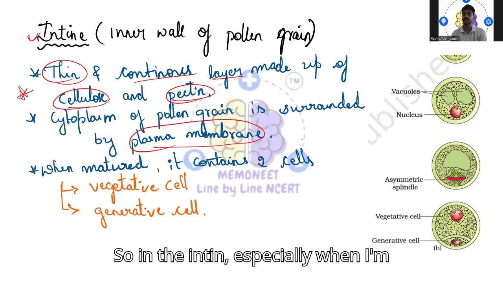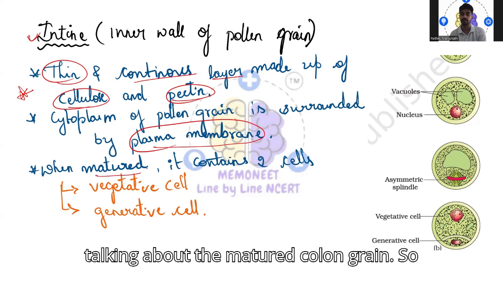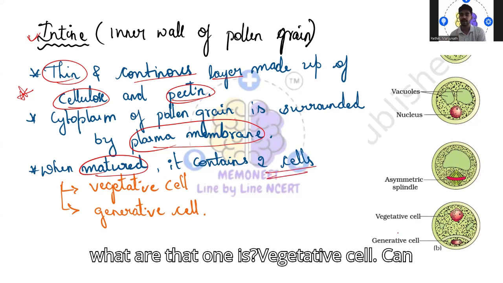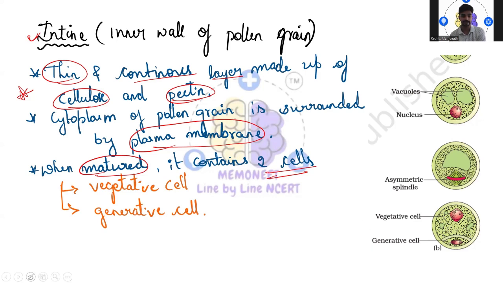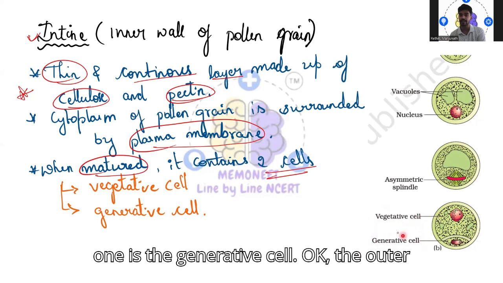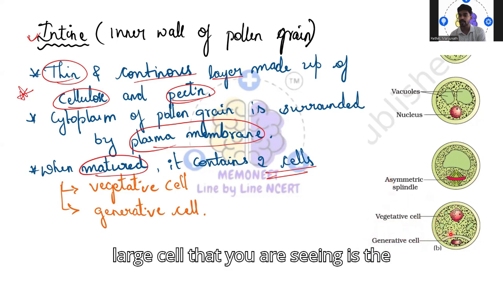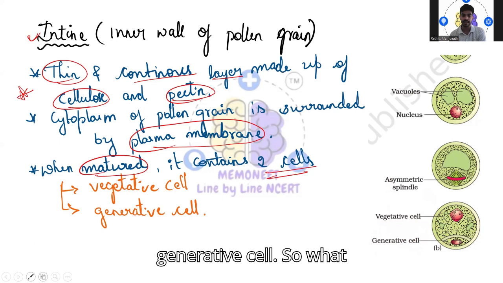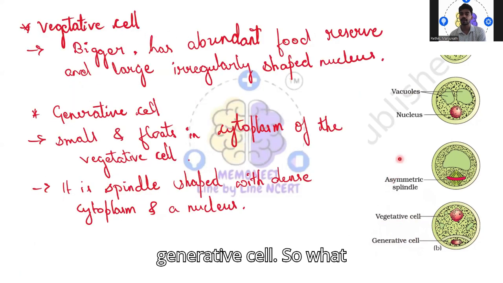Especially in the matured pollen grain, the intin encloses two cells now. What are they? One is the vegetative cell. Can you see here? One is the vegetative cell and the other one is the generative cell. The outer large cell that you are seeing is the vegetative cell, and the other, smaller cell that you are seeing here is the generative cell. So what exactly is the difference between the vegetative and generative cell?